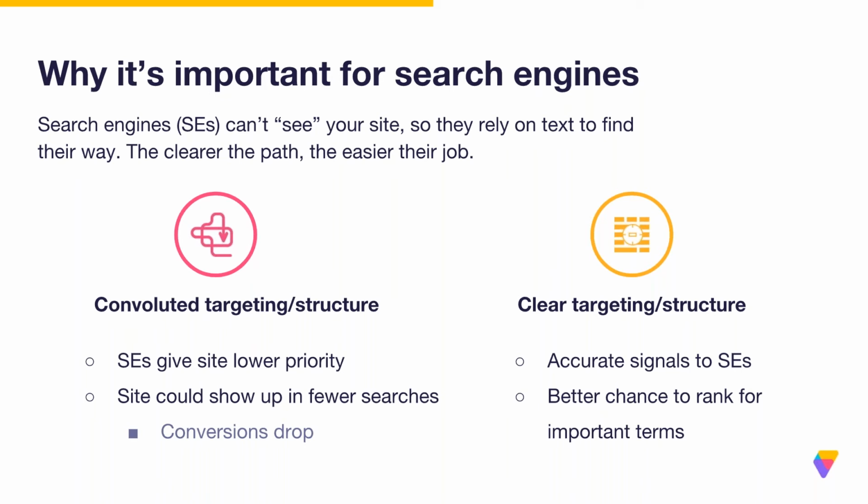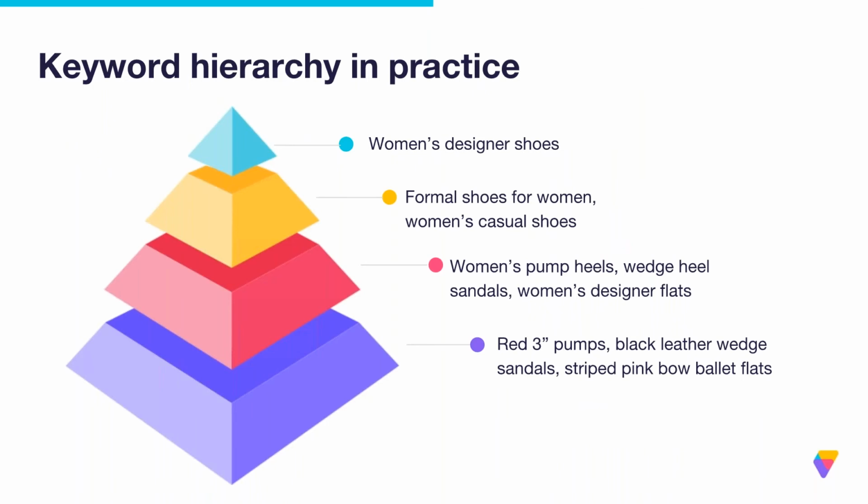If your site has a convoluted structure, search engines are going to give that site lower priority, and consequently your site could show up for fewer searches, meaning your conversions may drop. If you've got a clear structure, it'll be easy for search engines to understand what your site is about, and more likely they'll include it higher in search results so users can find it. So keyword hierarchy isn't just important for the structure of your site, it's also a critical component for your site's overall SEO performance. All right, so now that we've basically explained it all in a nutshell, let's look at it in practice a little bit.